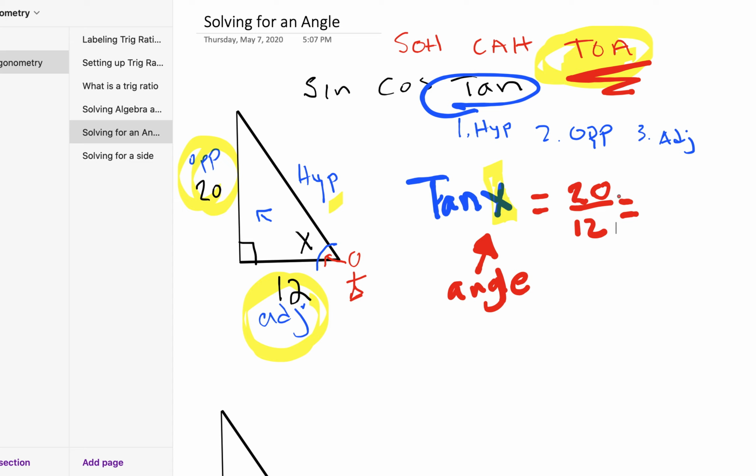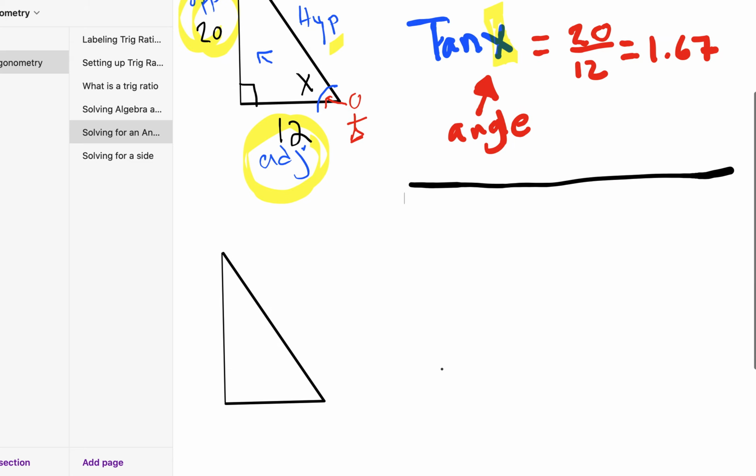What's 20 divided by 12? It's about 1.6666. Okay, I'll round it to 1.67. It's 1.66666. So in order to understand how to use the calculator, we want to see where we leave off here. So what we have is tangent of x equals 1.67.